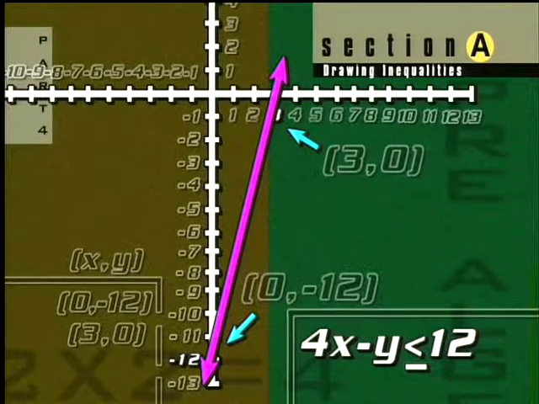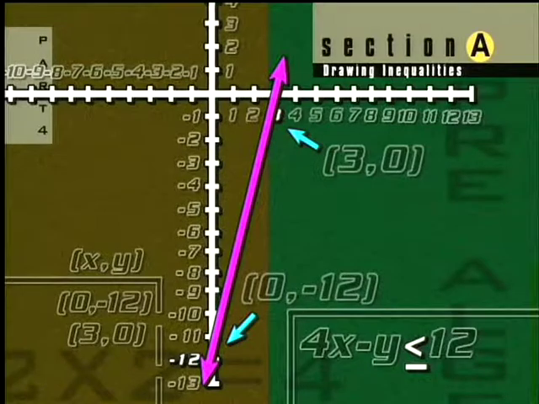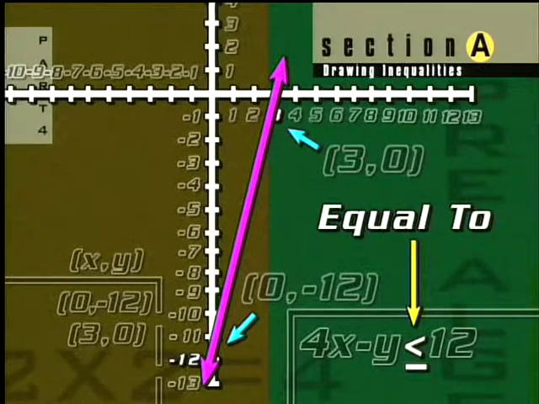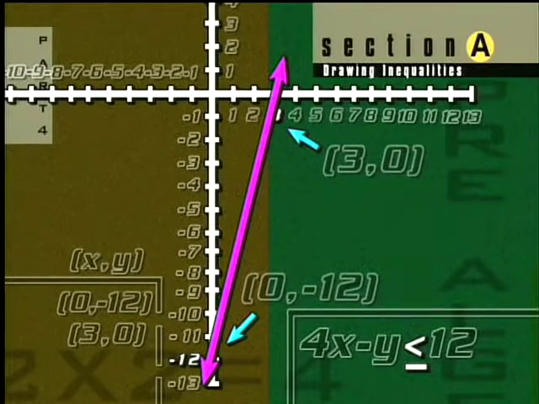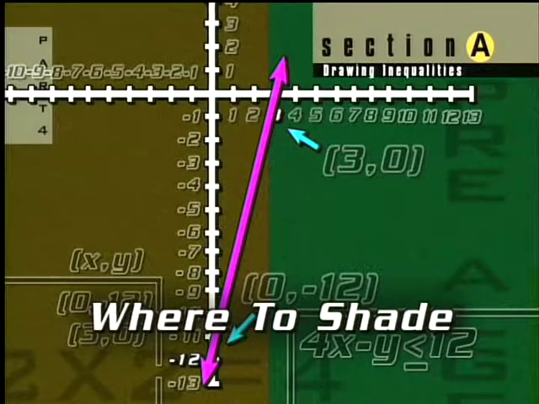Do you remember why we use a solid line? It's got nothing to do with mechanical pencils or the flimsibility factor of our wrists. It's because our inequality says that 4x minus y is less than or equal to 12. We've got that equal to phrase that tells us to draw a solid line. Now we just need to figure out where to shade.